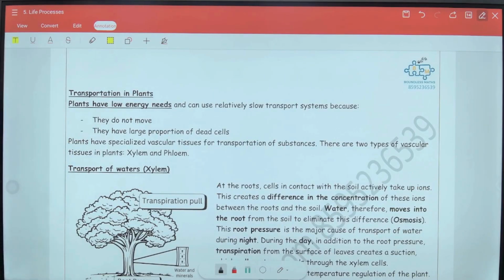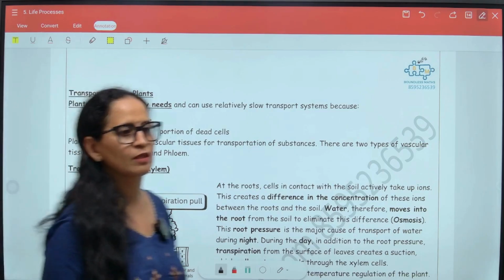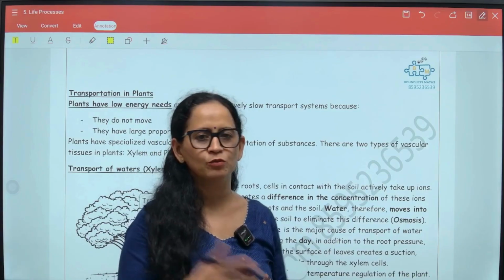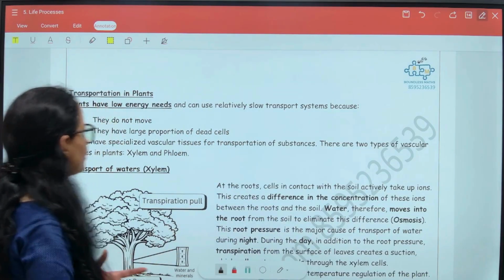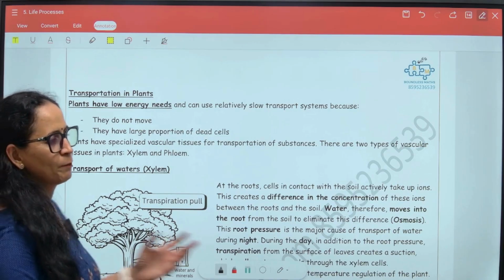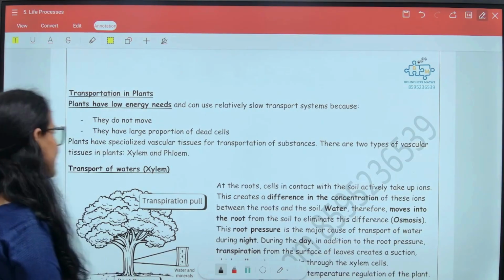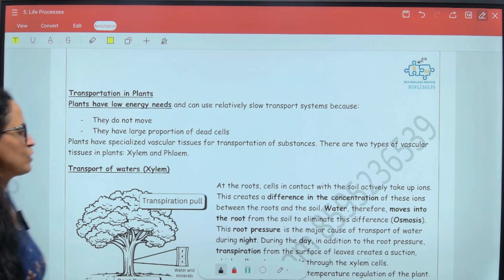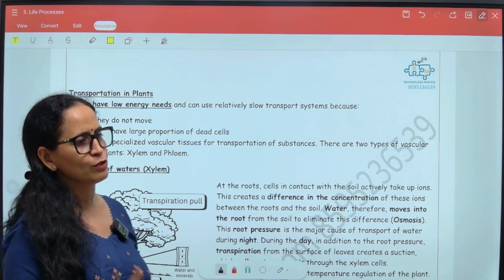So plants, they also have their own energy needs. Even though they don't need too much energy, they are immobile, they are stagnant at one place, they don't have to move from one place to the other, but still there are lots of internal movements taking place in the plants. So that's why they also need a lot of energy. There are lots of growth, repair, maintenance processes taking place in all the cells of the plant. So even though they do not move, they have a large proportion of dead cells, but still plants have certain specialized tissues for transportation of substances.